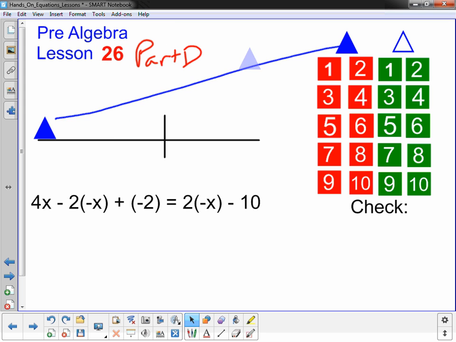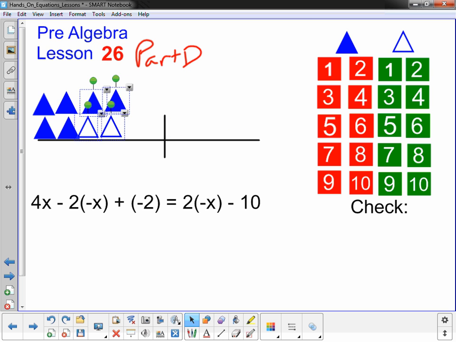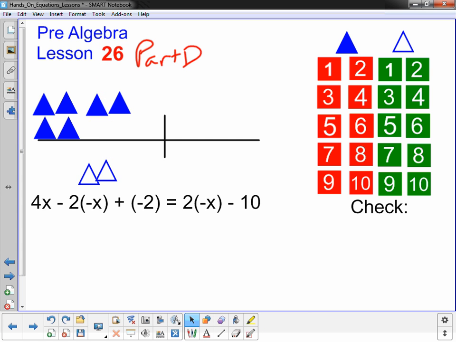1, 2, 3, 4 x's. And I'm supposed to subtract 2 of the opposite of x's. Well, the only way I can get 2 of these opposite of x's is if I have 2 x's to go with it and I add zeros to this thing. That's the only way I can get those on there to say, okay, I'm taking away these 2. I'm removing them.